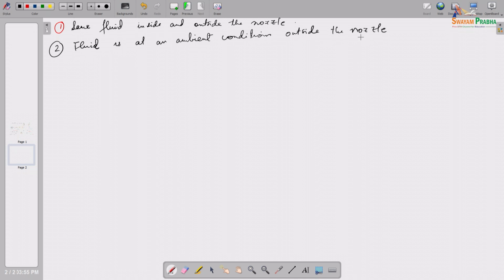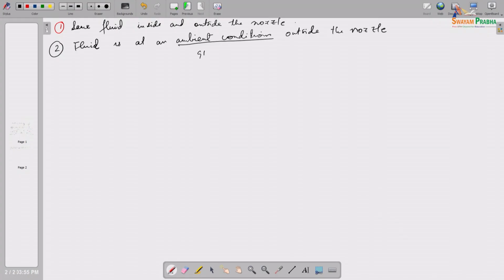What does this mean? I think this is something I mentioned when we were looking at the pictures. When the jet comes out, there is no fluid flow already existing. This is the only fluid flow which is existing. Whatever fluid was there outside, it's all quiescent, in ambient conditions. Essentially, it's basically in stagnant conditions.